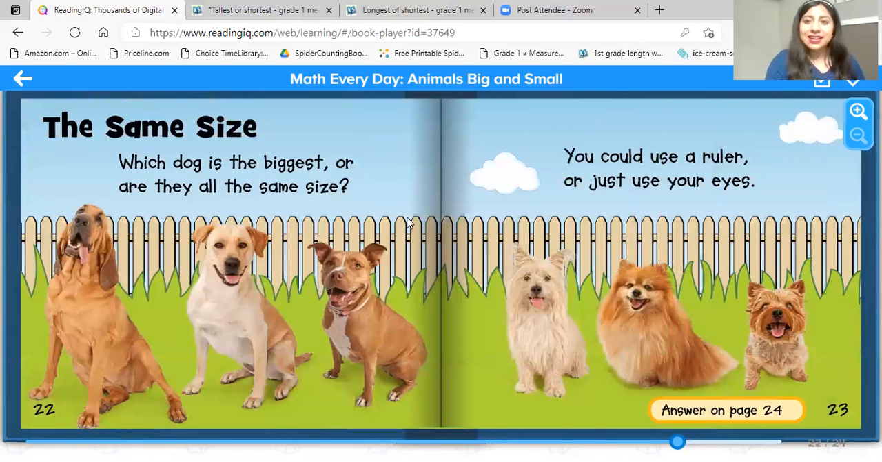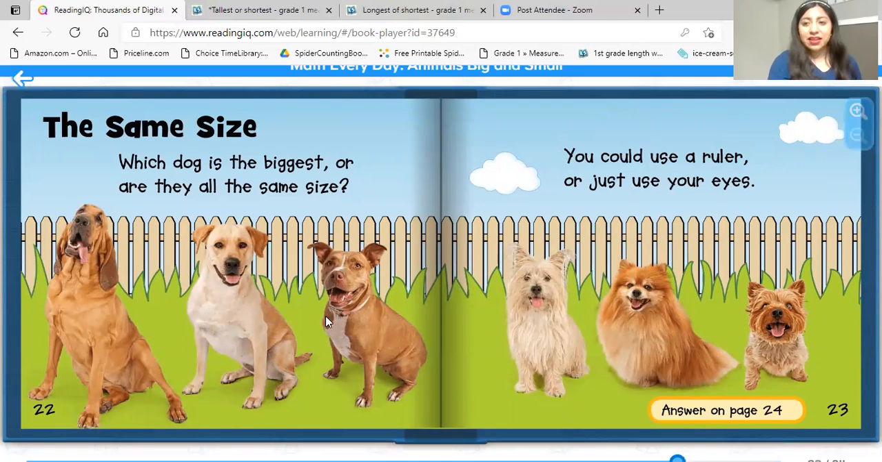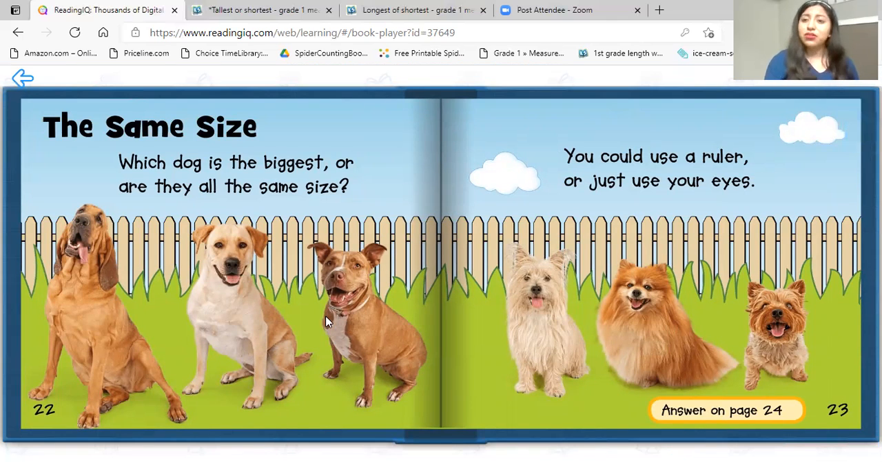And the same size. Some stuff can be the same size. Which dog is the biggest? Or are they all the same size? Based on this picture, is there one that looks the biggest? Is there one that looks the smallest, or do they all look the same?